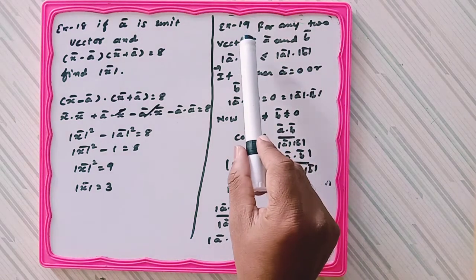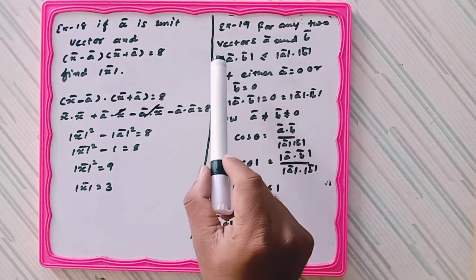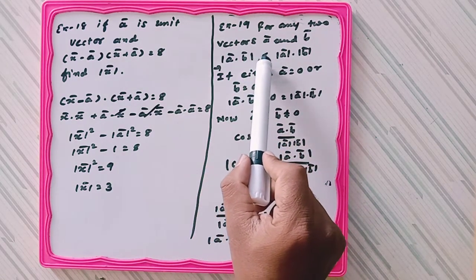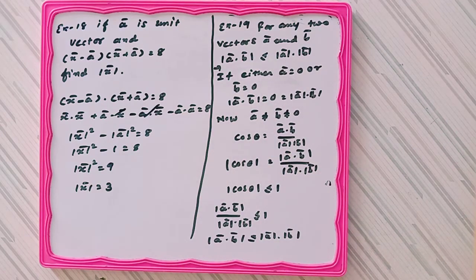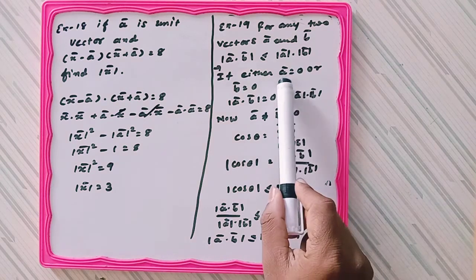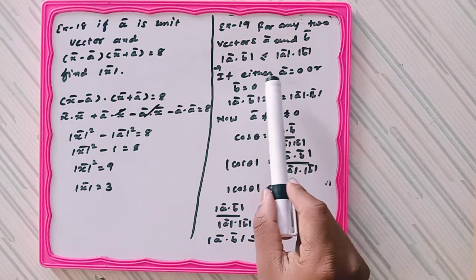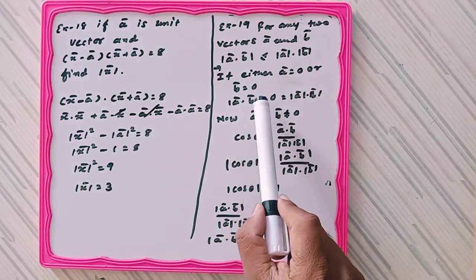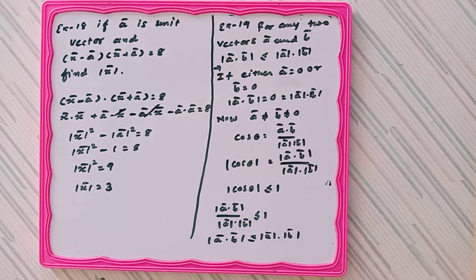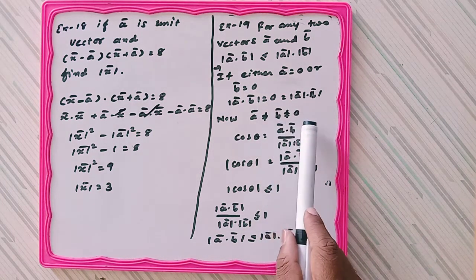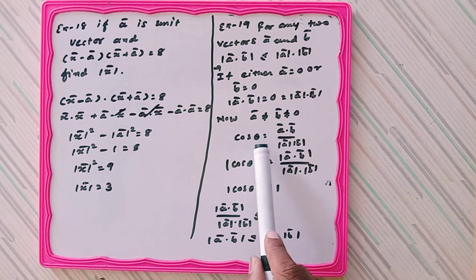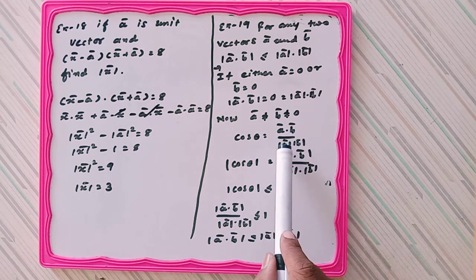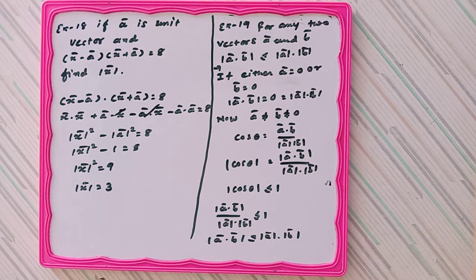Now we have example 19. For any two vectors, show that the magnitude of a bar dot b bar is less than or equal to the magnitude of a bar times the magnitude of b bar. If either a bar or b bar is 0, then automatically a bar dot b bar is 0, and so equality holds with magnitude a bar times magnitude b bar. But if they are not 0, then we know that cos theta is a bar dot b bar upon magnitude a bar times magnitude b bar.